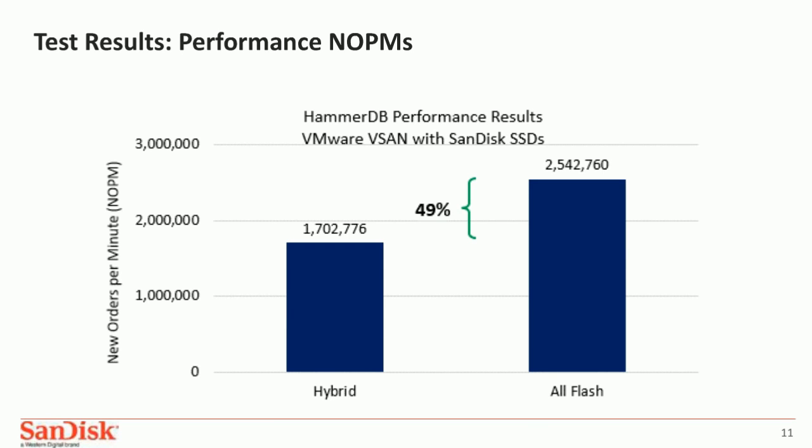So when we ran this test, we ran it for about 30 minutes, and we measured more than 1.7 million new orders per minute for the hybrid configuration. The all-flash configuration was, as you would expect, much quicker. We measured 49% better performance at more than 2.5 million new orders per minute entered into the database.